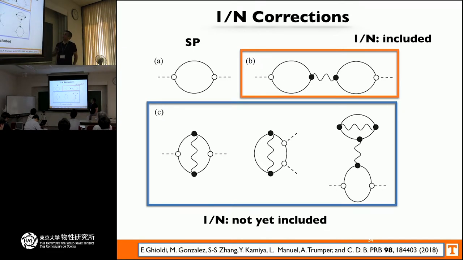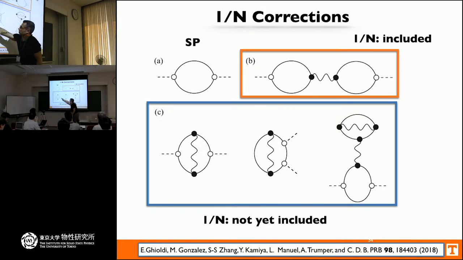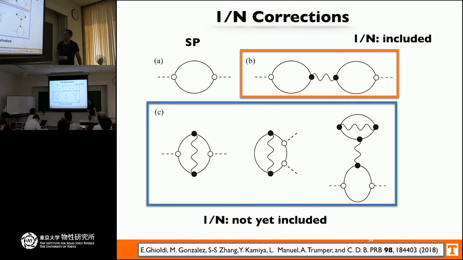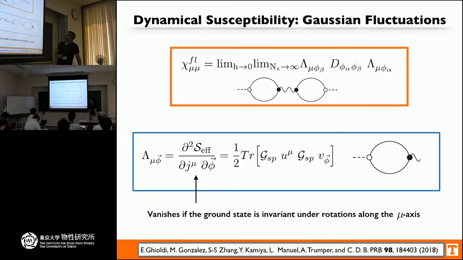So in the rest of the talk, I will focus on this correction, for reasons that will become clear by the end of the lecture. But it is important to keep in mind that there are three additional 1 over n corrections to the susceptibility. Good. So now let's analyze this diagram, the one that I will be considering.